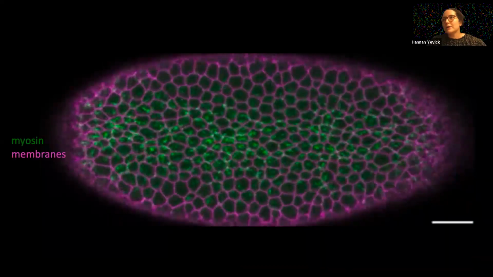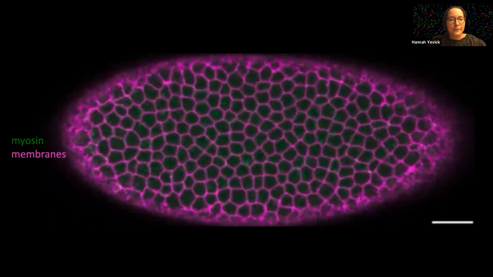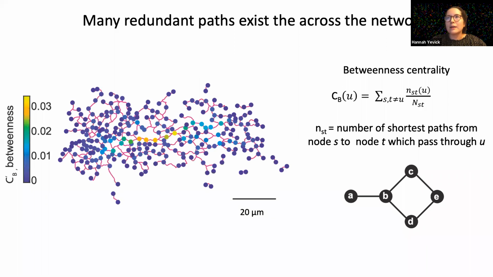So what does this look like for this supracellular network in our system? Here I'm just showing you the betweenness centrality calculated for each node in the network at one time point, which is, again, t equals 0, just when the fold begins. And what we see is that many redundant paths exist across the network, and the overall betweenness centrality in our system is relatively low.